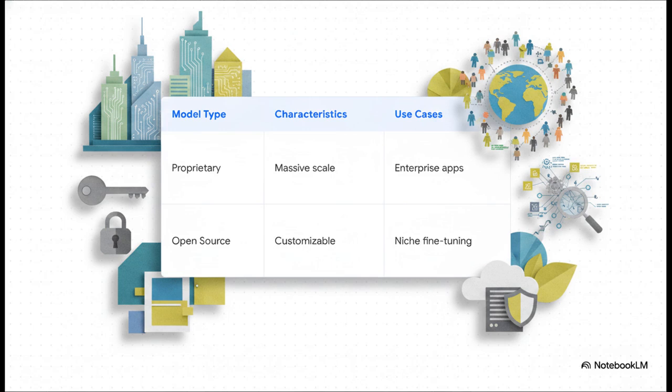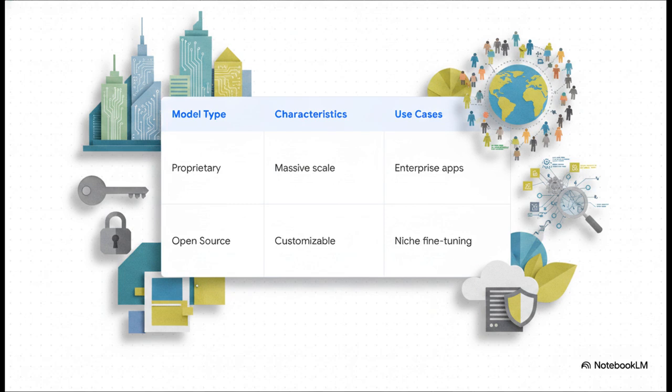As developers, we face a pretty massive trade-off when choosing which engine to use, proprietary versus open source. You can go proprietary like OpenAI's GPT-4 or Google's Gemini. These offer massive scale and just incredible out-of-the-box reasoning. But the catch is your access is restricted behind an API controlled by a single company. They're fantastic for general enterprise apps, though.